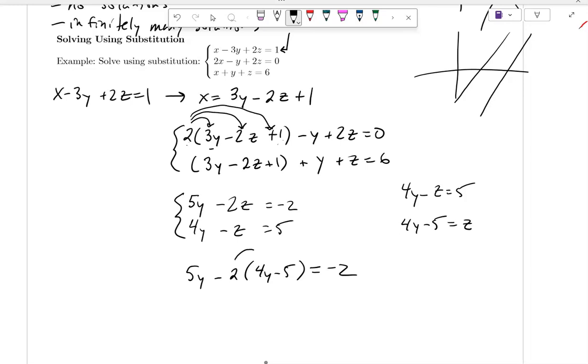I'm going to distribute the negative 2 through. I'll have 5y minus 8y, so I get negative 3y. Negative 2 times negative 5 gives me a positive 10. So we get negative 3y plus 10 equals negative 2. Subtract your 10 and divide by your 3, and you should get y equals 4.